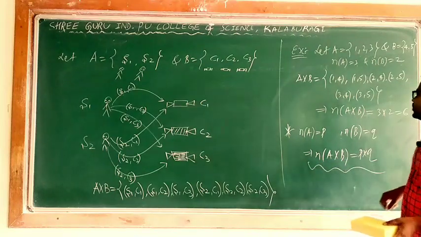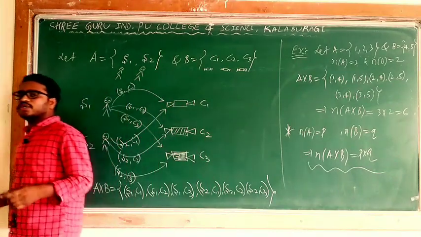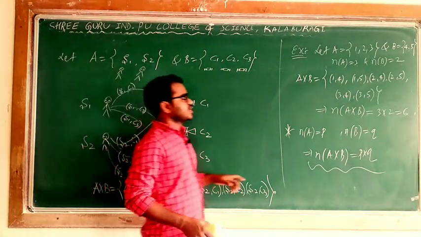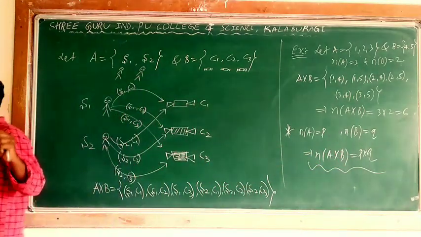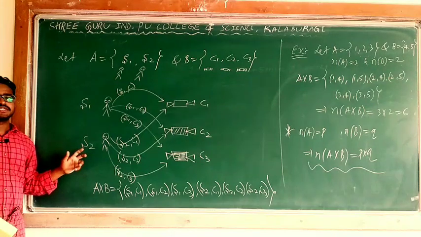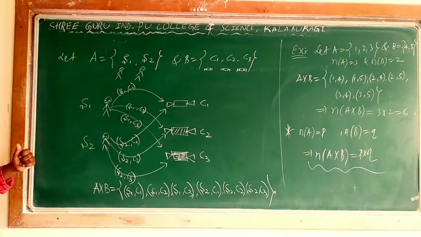Whatever you have: if A has 2 elements and B has 3 elements, then 2 into 3, 6 elements. Here p into q is the number of possible ordered pairs. This is nothing but a Cartesian product. So I will take examples and some points related to this Cartesian product. Okay, copy this.